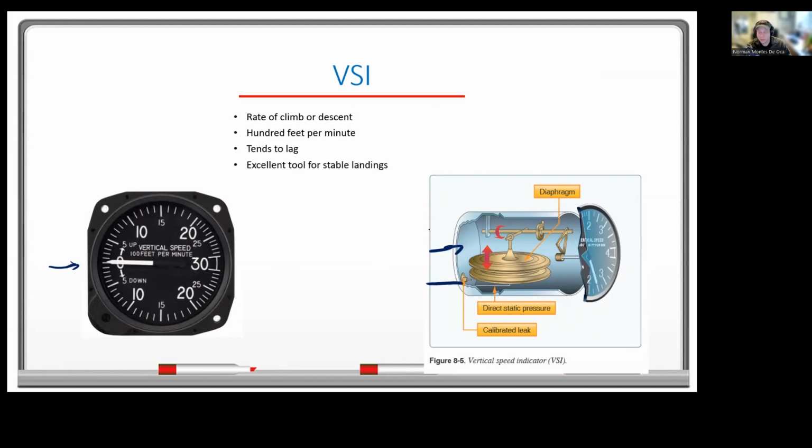But if you climb or descend, there will be a pressure differential in this chamber. There will be two different air pressures. And as long as those two air pressures are different, it's going to tell you that you are either climbing or descending. And this is what it looks like: 500 feet per minute rate of climb, 1,000, 1,500, 2,000. Or descent, 500, 1,000, 1,500 feet per minute rate of descent. Again, these are feet per minute.